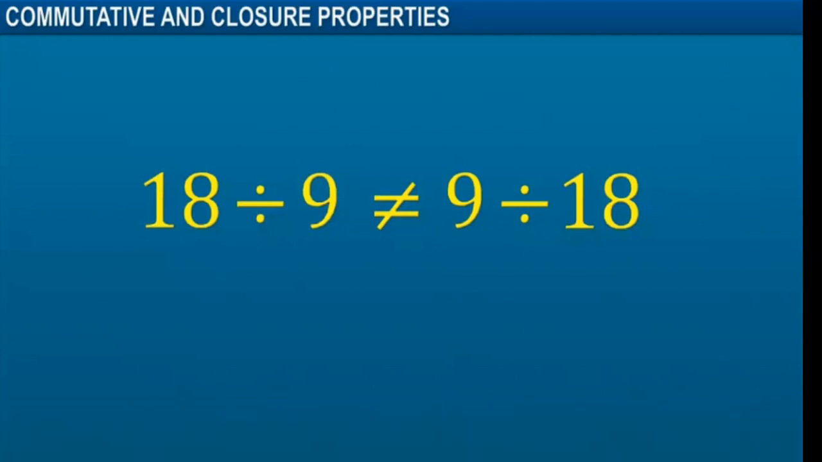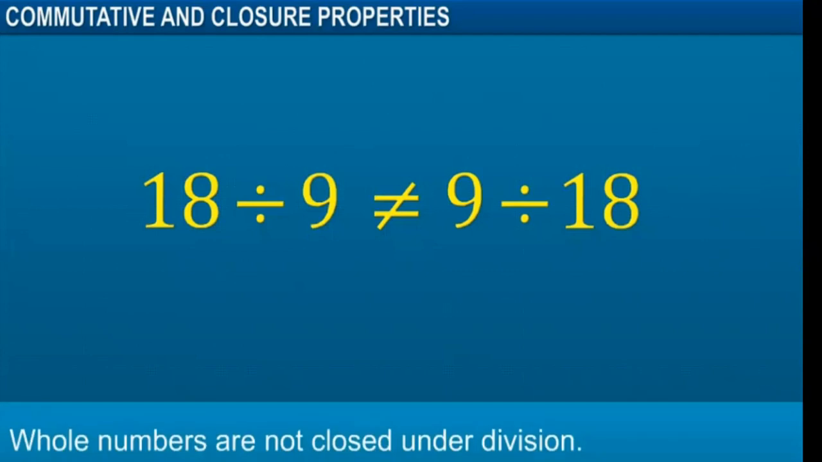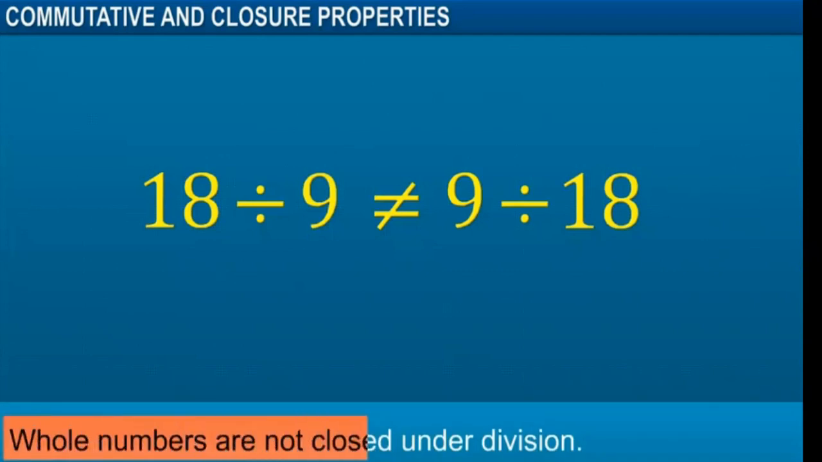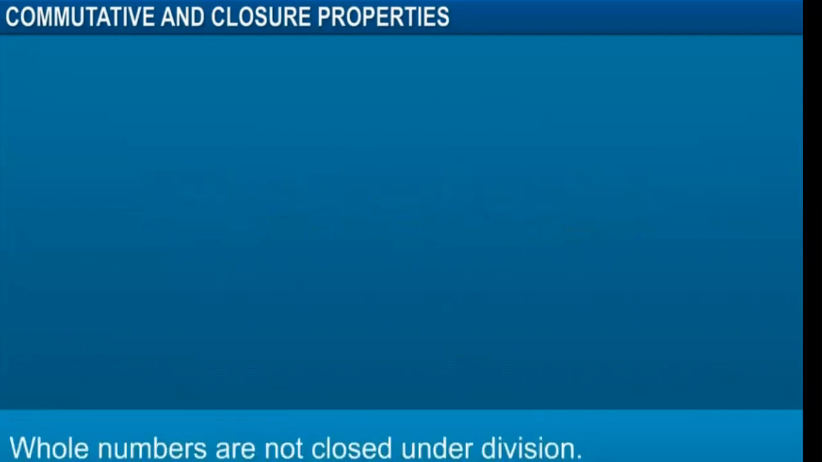Note that the result of division between two whole numbers is not always a whole number. Thus, whole numbers are not closed under division. In the same way, when we divide two whole numbers, the answer need not be a whole number. Sometimes we get fractions instead. So we can say whole numbers are not closed under division. Write the sentence also: whole numbers are not closed under division.